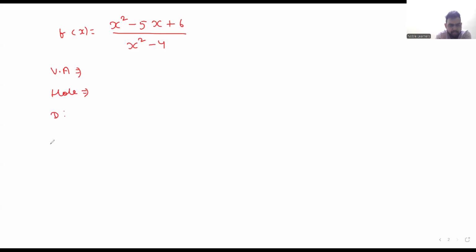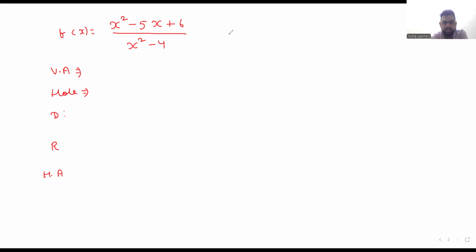So suppose there is (x square minus 5x plus 6) divided by (x square minus 4). Okay, first of all, tell me what is the vertical asymptote of this function. If there is a hole, tell me the hole of this function. Then tell me the domain. Then tell me the range, horizontal asymptote, these features. Try this one, please.